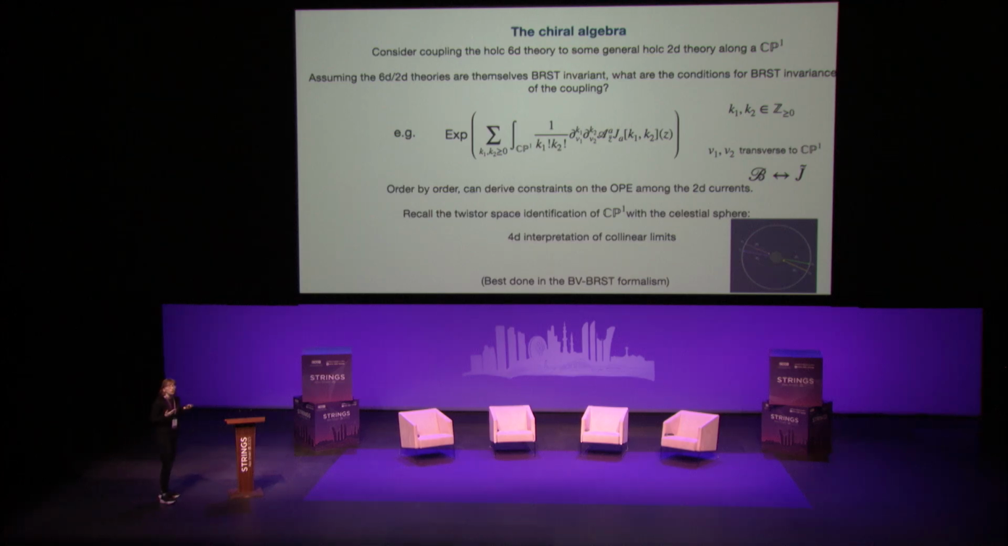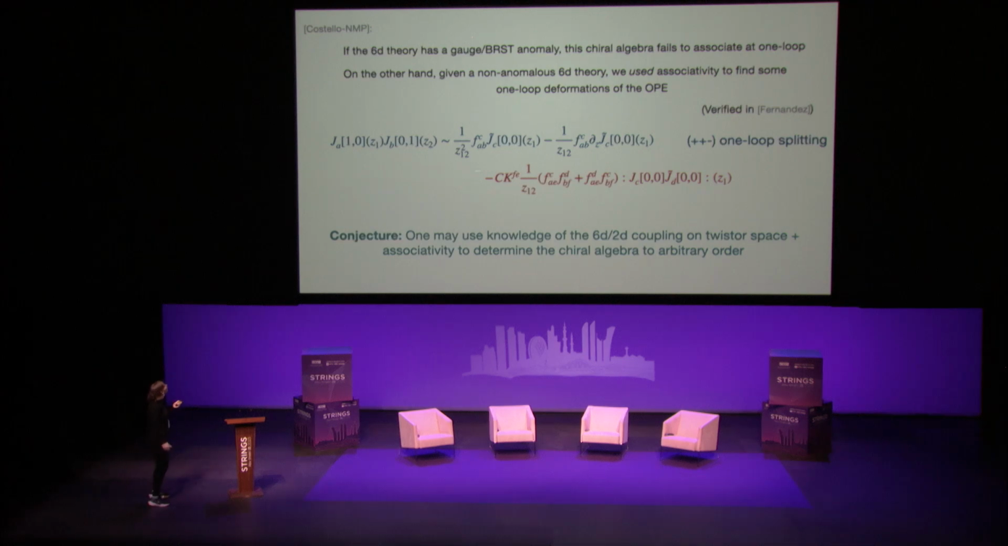So this is in principle what you would do, but in practice that means order by order in perturbation theory. You have to write down some Feynman diagrams at higher and higher loop order in this holomorphic coupling, compute their BRST variations, and demand that they all cancel. So quickly, that gets to be laborious. So can you do a little bit better?